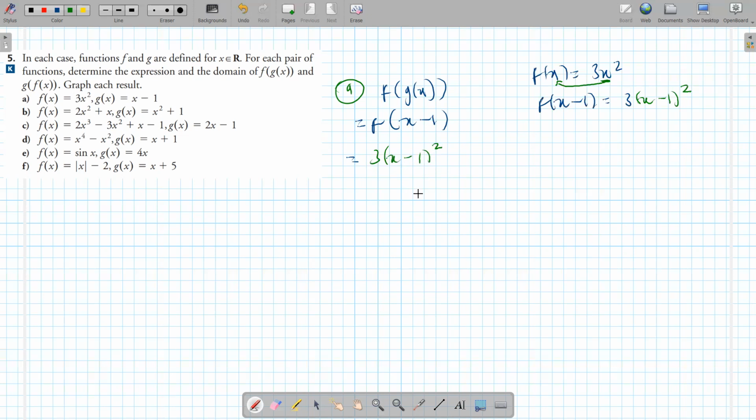It's a polynomial. What's the domain? Polynomial means x, x squared, x cubed. They all have the same domains. It can be anything. It has no restrictions.